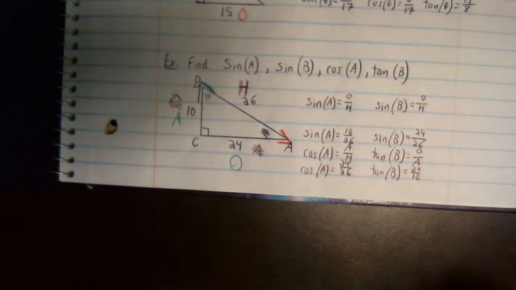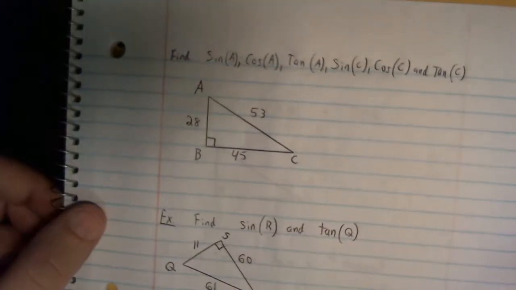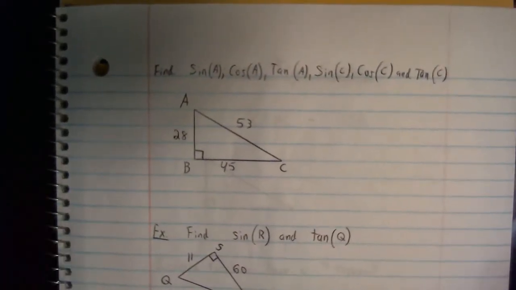Alright, so I have a couple of problems that you can try on your own. As you can see, this problem right here is asking for all 6. Sine, cosine, tangent of A, sine, cosine, tangent of C. So give it a minute for yourselves to try this out. Do all of the cosine, sine, and tangent of one angle first, and then switch and find the other angles afterwards. Pause the video and resume to see what the answers look like.